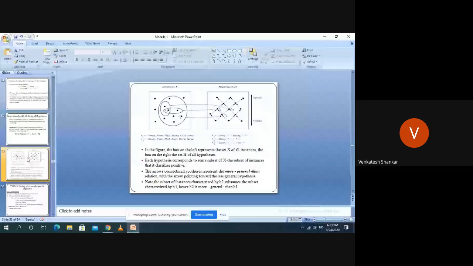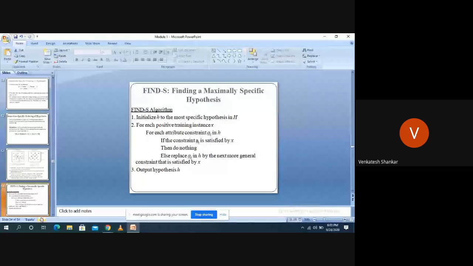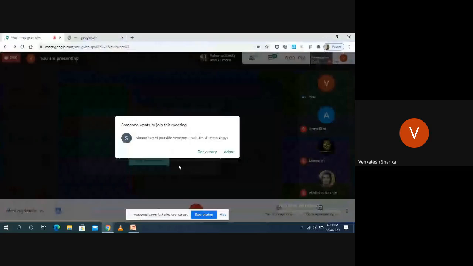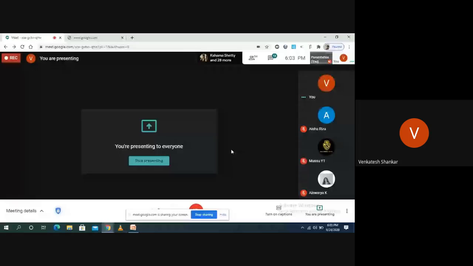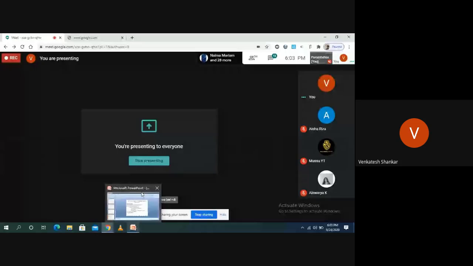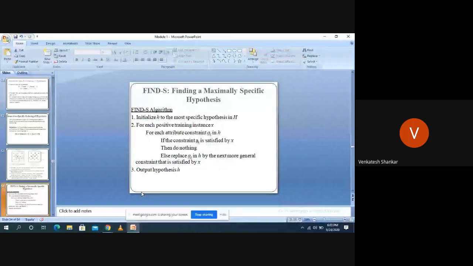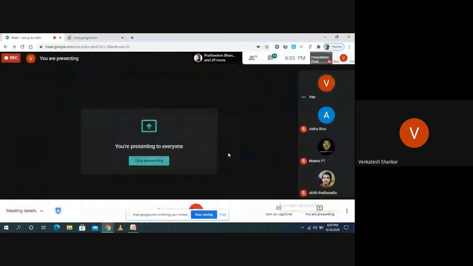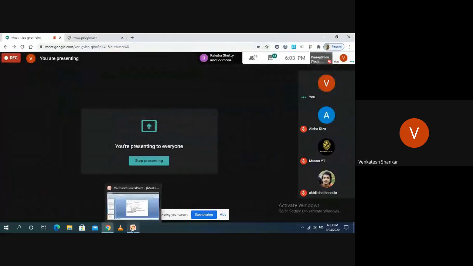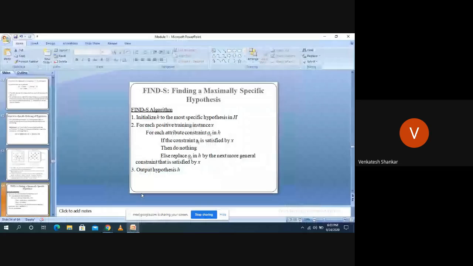Yesterday we had a discussion related to the FindS algorithm. Now we are studying what is related to concept learning. In concept learning, two things will come. One is the general hypothesis, second one is the specific hypothesis. Understood? The first one is the general hypothesis, which is represented by a question mark. Second is the specific hypothesis.